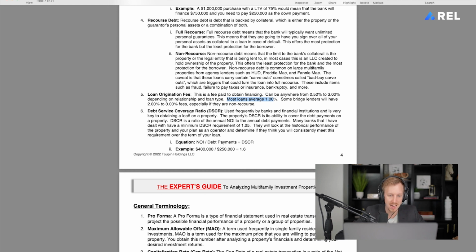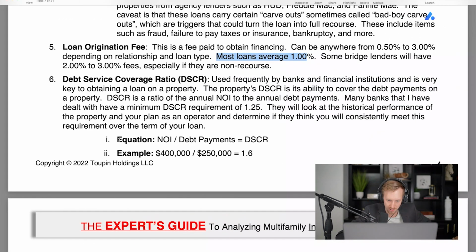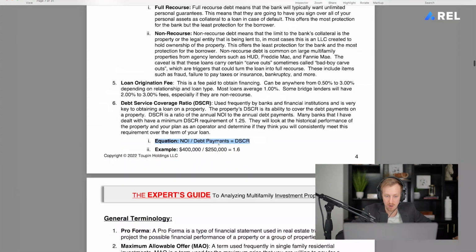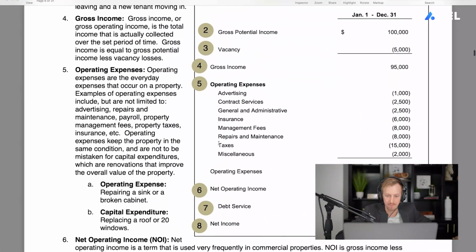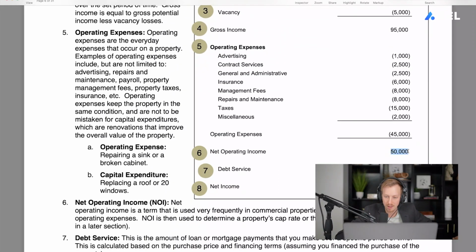All right, debt service coverage ratio. So I'm going to go back up. This is the equation for debt service coverage ratio. NOI divided by your debt payments is your debt service coverage ratio. So let's go back up. Our NOI, $50,000, divided by debt service equals our DSCR. So in this case, it would be 2.5. 50,000 divided by 20,000 is 2.5. That's our debt service coverage ratio, which, by the way, is a phenomenal debt service coverage ratio.